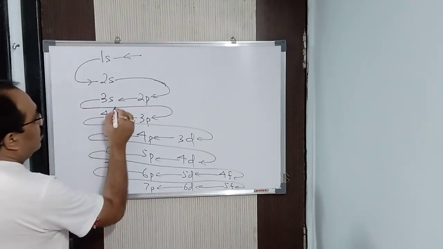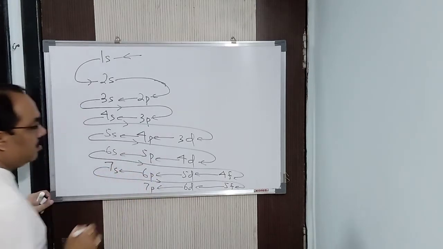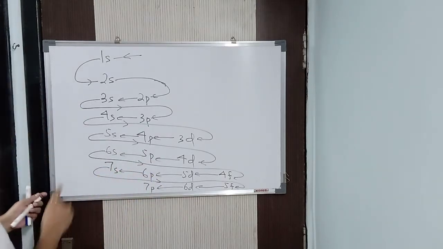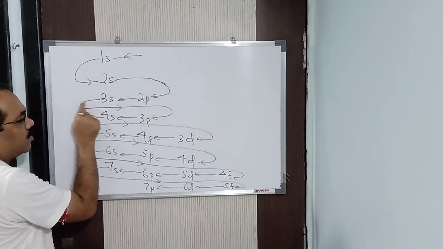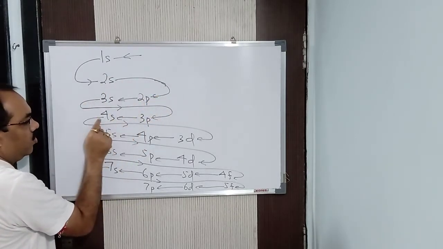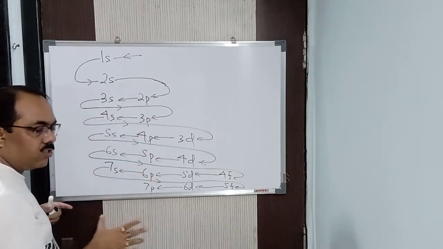Alright, so see the arrows. Let me draw the arrows. You can see, now check here. 1s and after that 2s. See the arrows, direction 2p. Then 3s. Then after the direction you see 3p. Then 4s. Then after that 3d. Then 4p. That means this is what I have to do when you write the electronic configuration.